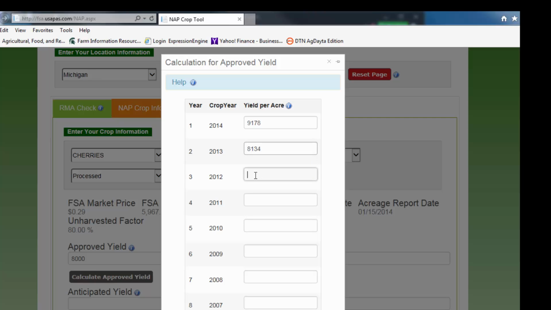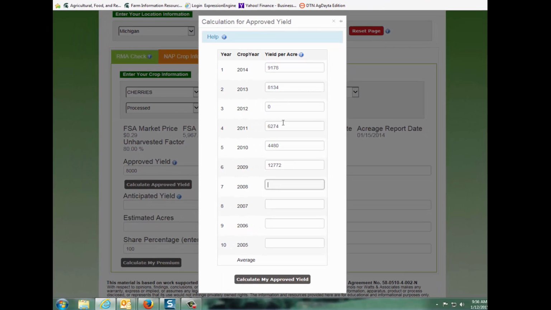8134. In 2012, this farm had 0, which for many tart cherries was about a 98% crop failure; most people had zeros. If we look at 2011, we're at 6274. I'll use my tab key to go on down. 4480, as you see, these are a little bit more like the county, so your yields might be a little bit more variable, but given weather patterns here, this is a pretty good example.